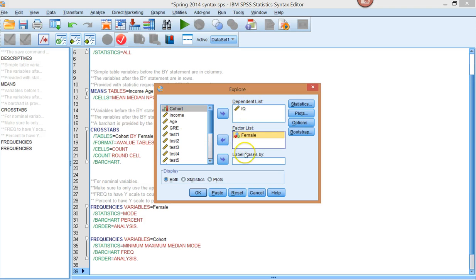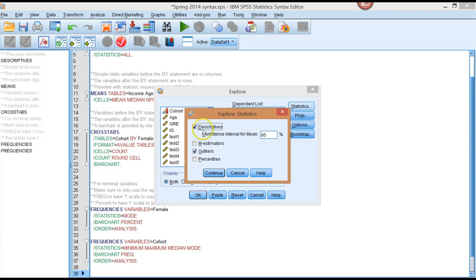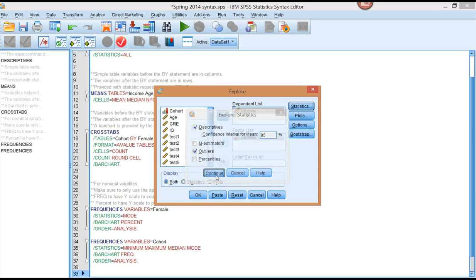And in Explore, I've got some variables here already, but let's see what we want to do. Let's say that we do want to use men and women as a category, and let's say that we want to look at income, okay? And let's say we want to look at descriptives, which is going to also give us 95% confidence interval, and we could always change that to a different value, but for now let's leave it at 95% confidence interval. And let's say that we want to look at outliers. You could select percentiles or M estimators, but I'm going to leave those alone right now.